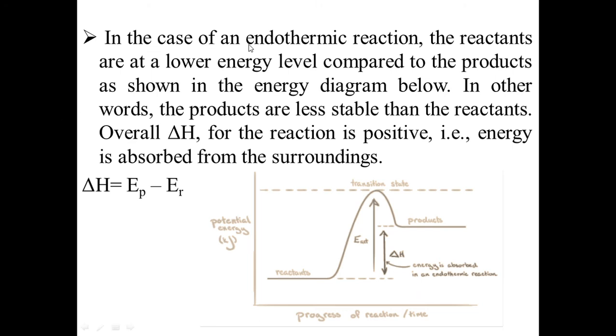In the case of an endothermic reaction, the reactants are at a lower energy level compared to the products, as shown in the energy diagram. In other words, the products are less stable than the reactants. The overall change in enthalpy, delta H, for the reaction is positive. That is, energy is absorbed from the surroundings. This is the energy diagram of an endothermic reaction.